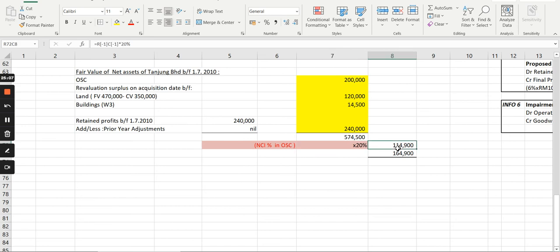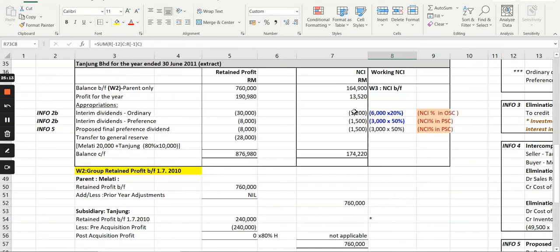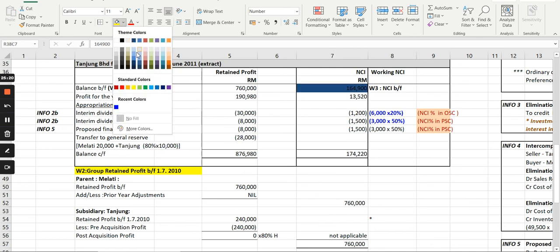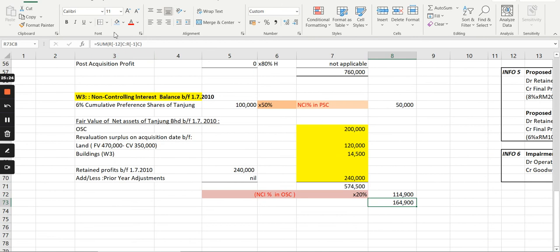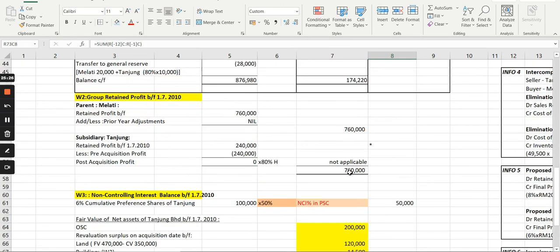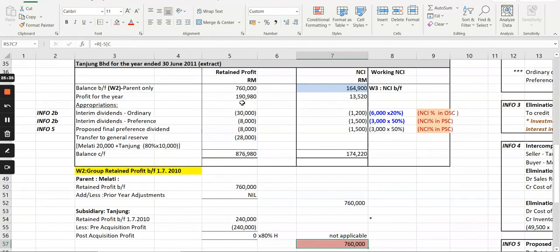20%, so you have 114,900, add up with 50,000, you have 164,900. So therefore that is the non-controlling interest brought forward. So non-controlling interest brought forward is this figure here. Okay, this is the group retained profit. The group retained profit is this figure.